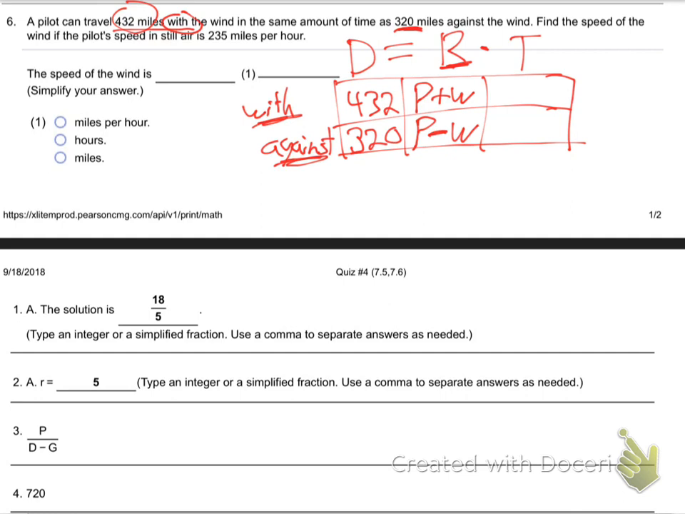Find the speed of the wind if the pilot's speed in still air is 235. So that means the plane speed right here, cross out the P. It's 235. Okay. So the only letter is the W.